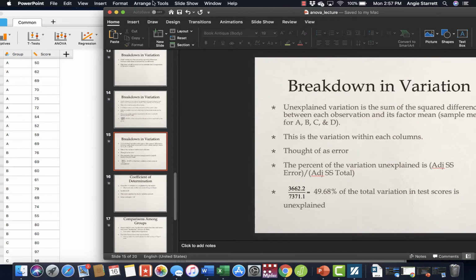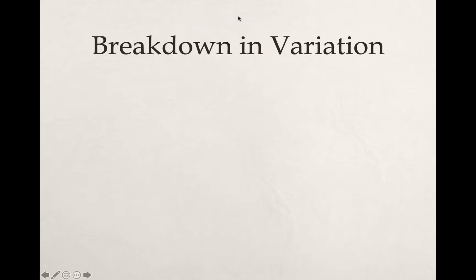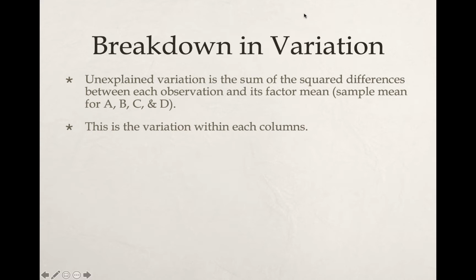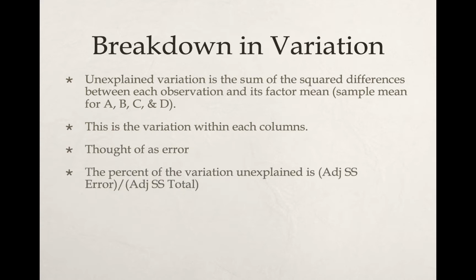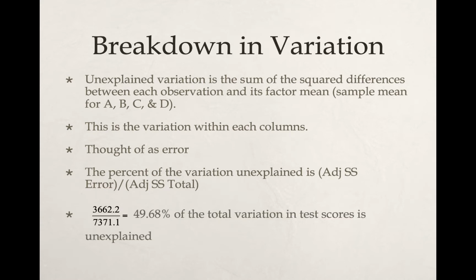Again, if we had our A column and our B column and so forth, the variation within each column is the error. So how do we get to that percent? The percent of the variation unexplained is the adjusted sum of squares of the error divided by the adjusted sum of squares of the total. Do you have to do that? No, you don't.